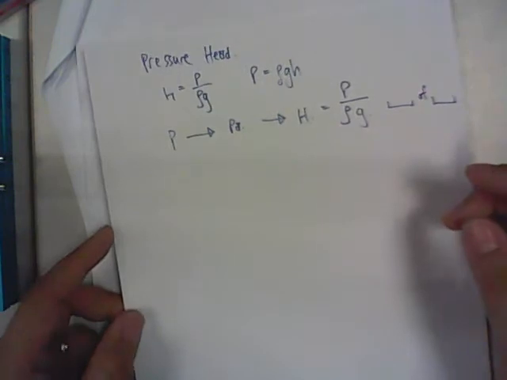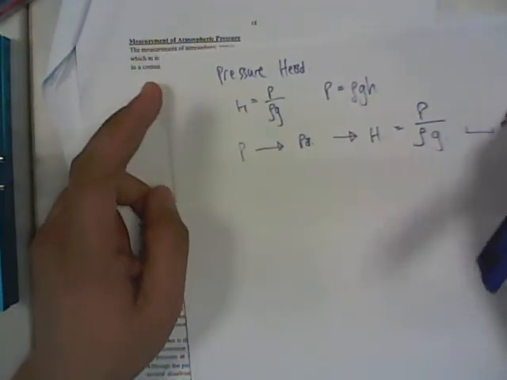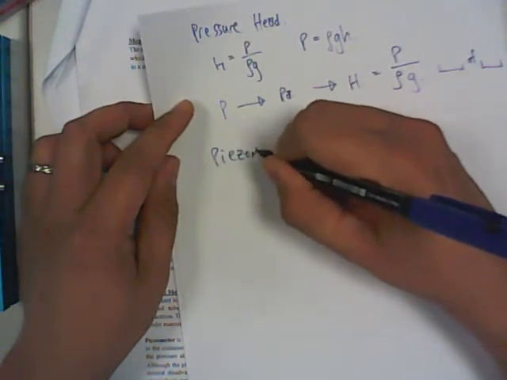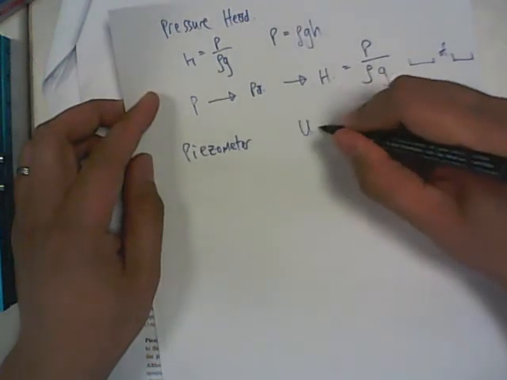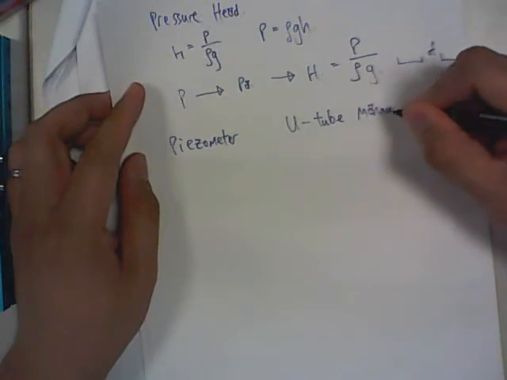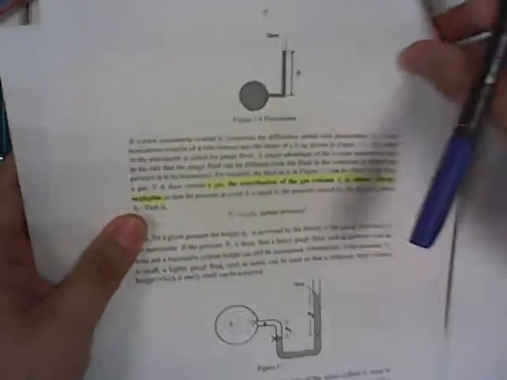Alright, so today we're going to talk more about the pressure measuring devices, which you can see on page 18. Primarily there are two main devices which will be introduced to you: the piezometer and the U-tube manometer. Let's talk about piezometer first. Over here it says that piezometer is a device that is used to measure the gauge pressure of the fluid.